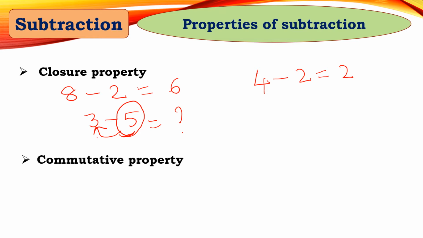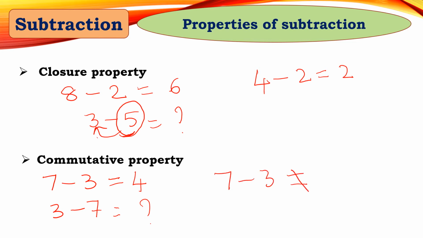Now, commutative property. Commutative property is order property. So let us take two numbers 7 and 3. What is 7 minus 3? You know it is 4. Now let me change the order. What is 3 minus 7? Do I get a whole number? No. So I can say that 7 minus 3 is not equal to 3 minus 7. Therefore, the operation of subtraction is not commutative.